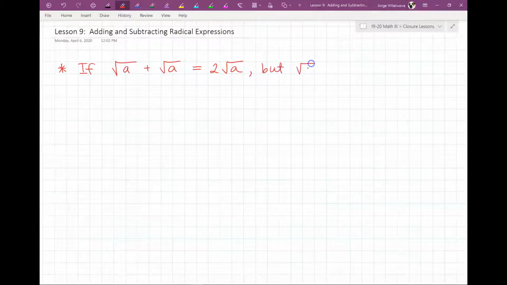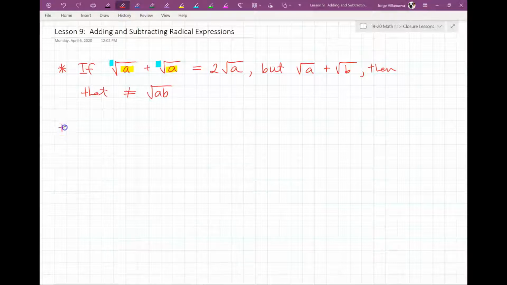But if we have radical a plus radical b, then that is not equal to radical AB. You don't combine them together. The only way you can combine them together is if the radicands match, and also, of course, their indices. Their index has to match too. In our case, it was a 2, but if it's a cubed root, fourth root, they have to match. So the radicand and the index have to match in order to add.